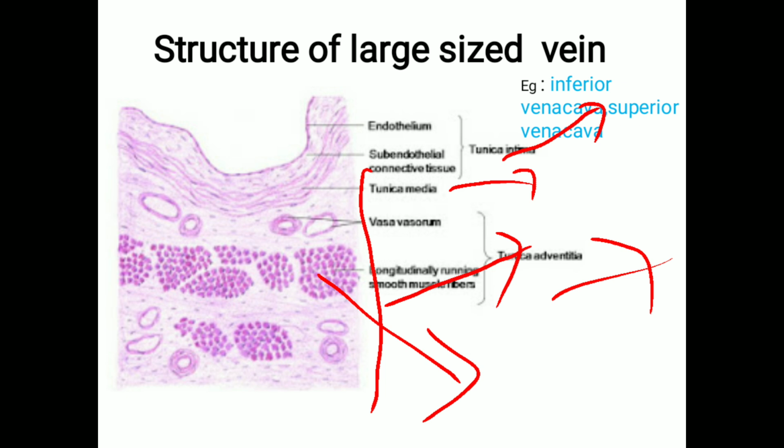So what are the examples for a large size vein? Veins of the body. You can see inferior vena cava is an example for a large size vein. Next, superior vena cava is an example for a large size vein. Two large veins, remember: superior vena cava and inferior vena cava are examples for large size veins.